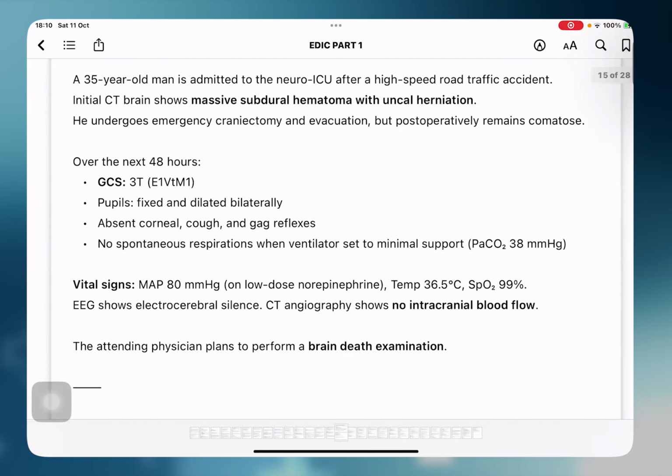GCS is E1 M1 VT. Pupils are fixed, dilated bilaterally, absent corneal and gag reflexes. No spontaneous respiration when ventilator is set on minimal support. Vital signs: MAP is 80 on low dose norepinephrine. Temperature is 36.5. Saturation is 99.